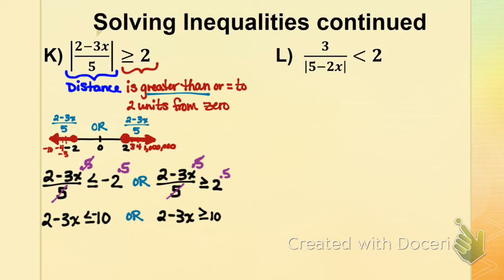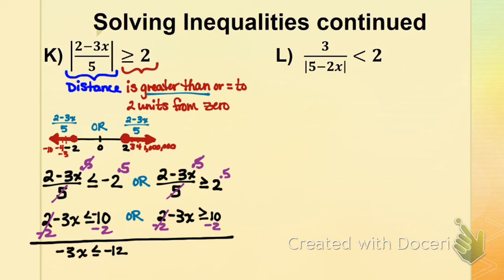What do I do after that? Yep, subtract 2. So my 2's are going to cancel. So I have negative 3x is less than or equal to negative 12, or negative 3x is greater than or equal to 8. So close to being done. Last piece. Yep.